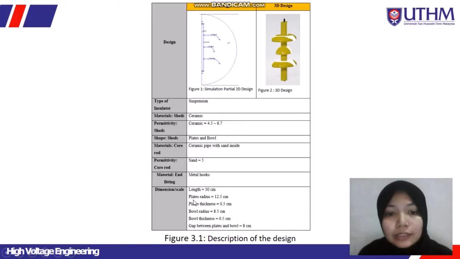Next, for the plate radius, it is 12.5 cm. For the plate thickness, it is 0.5 cm. The bowl radius is 8.5 cm. For the bowl thickness, 0.5 cm. And lastly, for the gap between plates and bowl, we choose 8 cm.